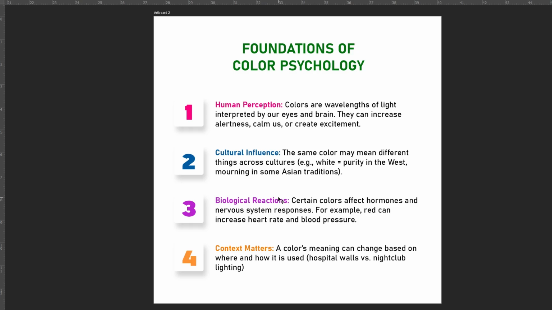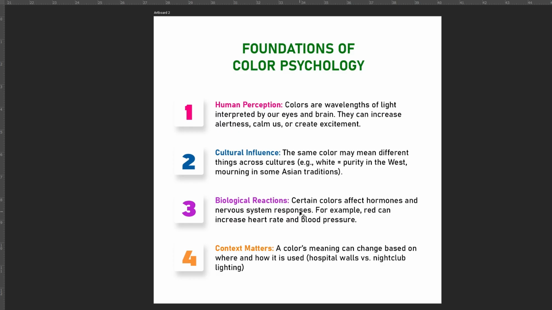1. Human perception. Colors are wavelengths of light interpreted by our eyes and brain. They can increase alertness, calm us, or create excitement. You might think that this doesn't work, but it does. Cultural influence, that's number 2. The same color may mean different things across cultures. Example, white means purity in the West, mourning in some Asian traditions. Red is for love, that's Christmas or something, but red means danger in my country or my hometown.